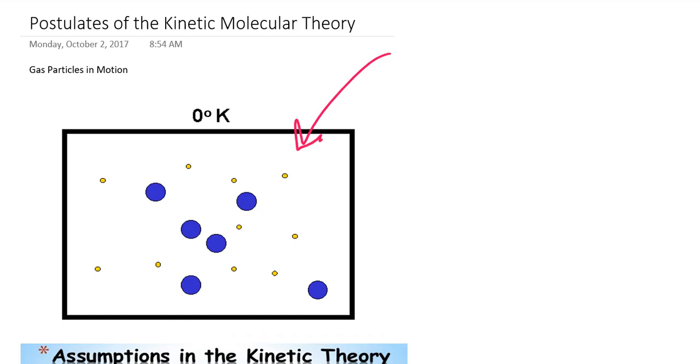Now, notice that the figure is labeled that this particular system, which contains a collection of gas particles, is at 0 Kelvin. Now that's important because basically at 0 Kelvin, all motion stops. And essentially the kinetic energy of everything within the system would be 0.